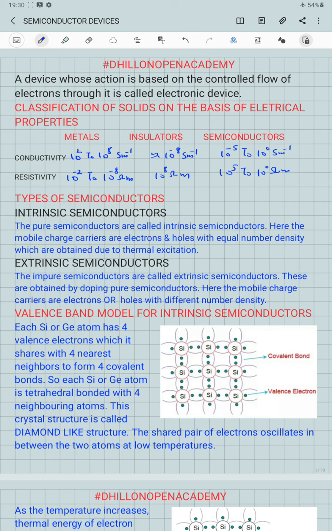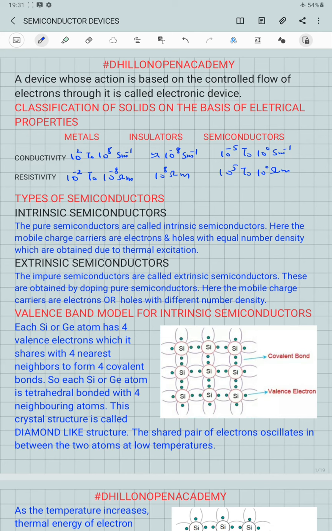Then there are extrinsic semiconductors. Pure or intrinsic semiconductors have very small conductivity. So in order to increase their conductivity, some impurity atoms or other elements are added into pure semiconductors, which leads to the formation of a different type of semiconductors, called extrinsic semiconductors. This process, in which impurity atoms of different elements are added into a pure semiconductor, is called doping.